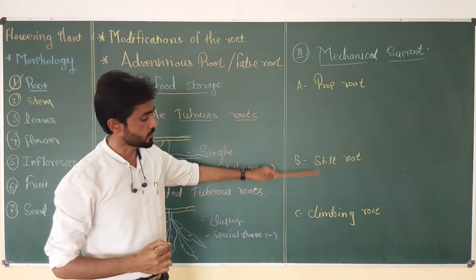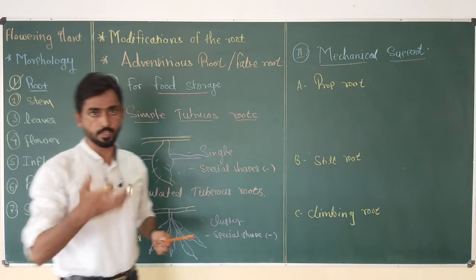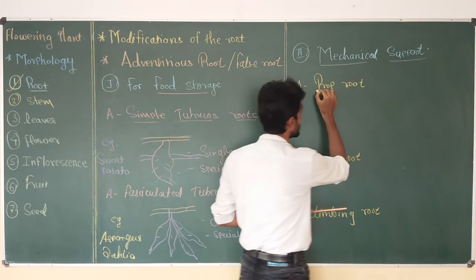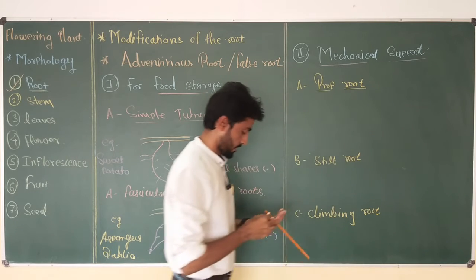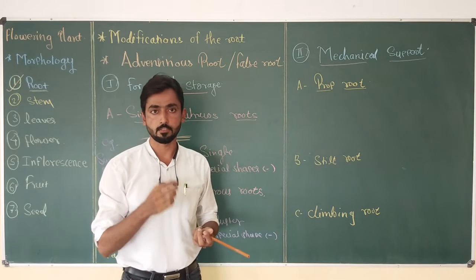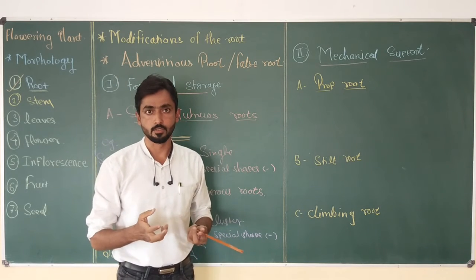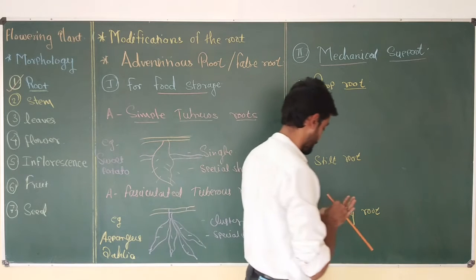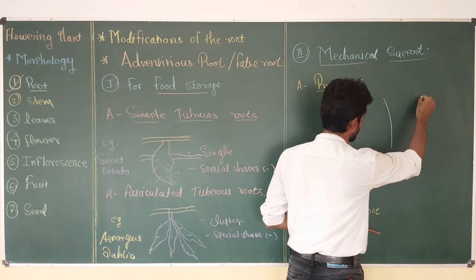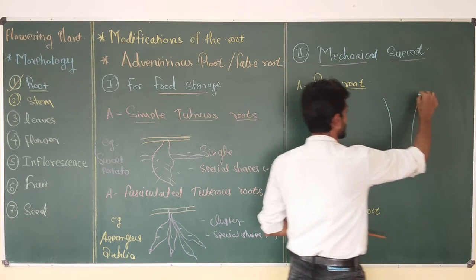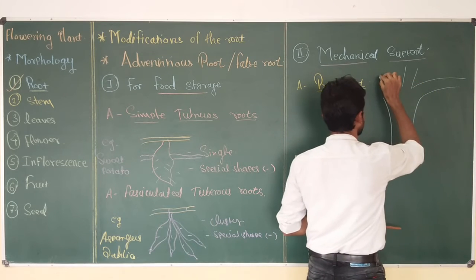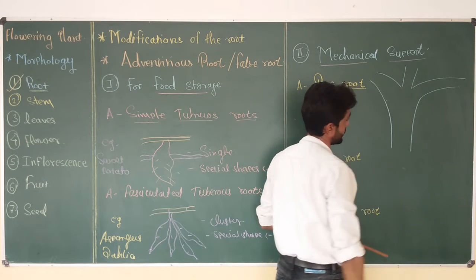So prop roots, stilt roots and climbing roots are the modifications of the adventitious roots for mechanical support. What are prop roots? Prop roots are observed in huge trees like banyan trees, also called Ficus bengalensis. Okay, the banyan tree grows huge. So suppose this is the stem of a banyan tree, and we know that the tree has huge, large branches. Suppose these are the branches of the banyan tree.